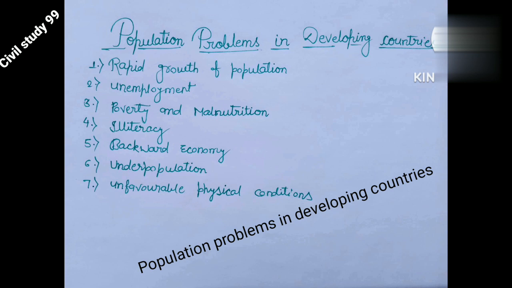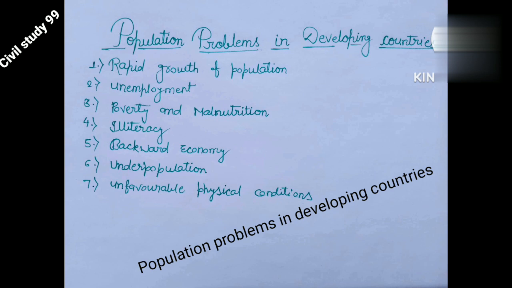Some of the significant population problems of developing countries are here. First, rapid growth of population. Second, unemployment. Third, poverty and malnutrition. Fourth, illiteracy. Fifth, backward economy. Sixth, underpopulation. And seventh, unfavorable physical conditions. Now we will try to understand in detail.